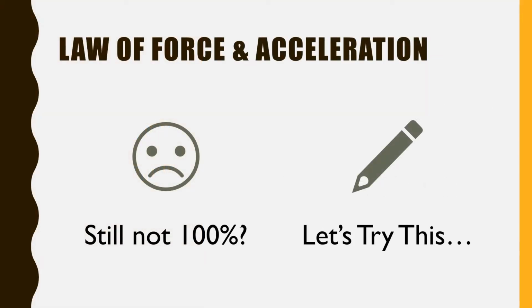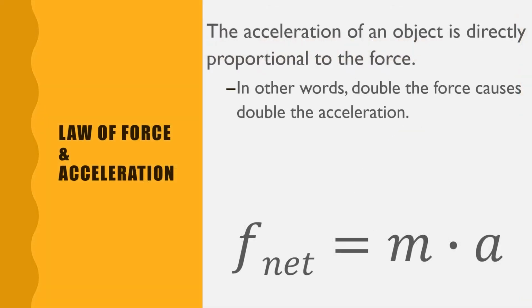If you're still not 100% sure what I'm saying, let's try something a little bit different. Believe it or not, F net equals ma actually means a lot more than just the formula. So let's break down that big explanation from the beginning. The acceleration of an object is directly proportional to the force. In other words, if I double the force, it causes double the acceleration.